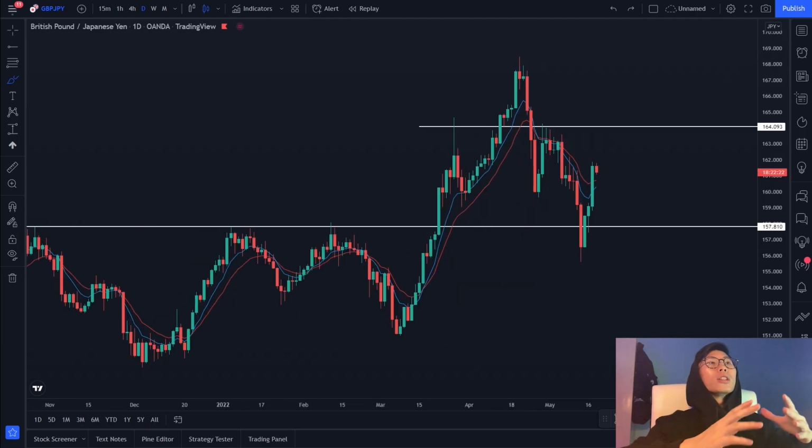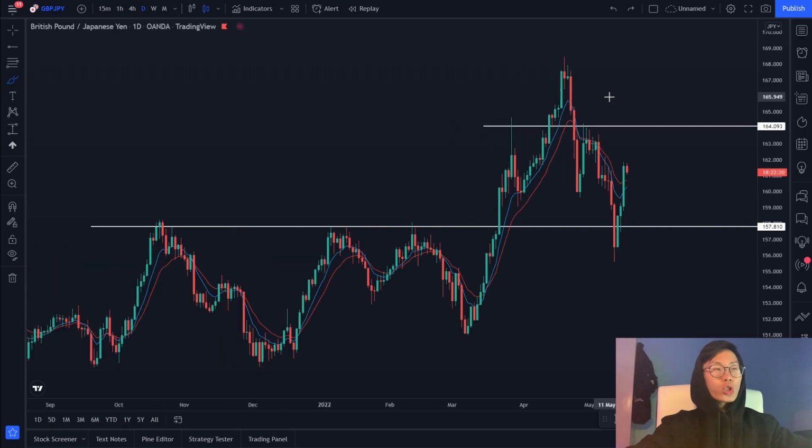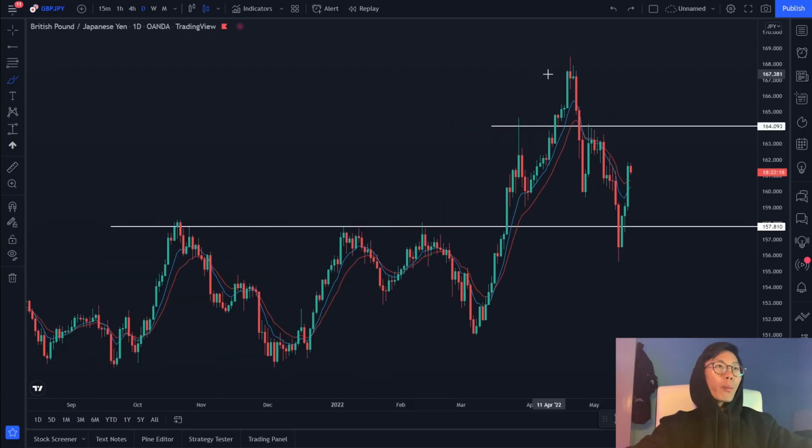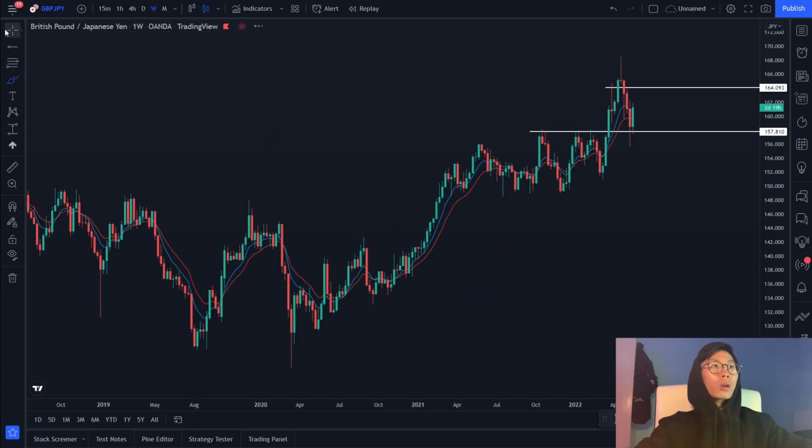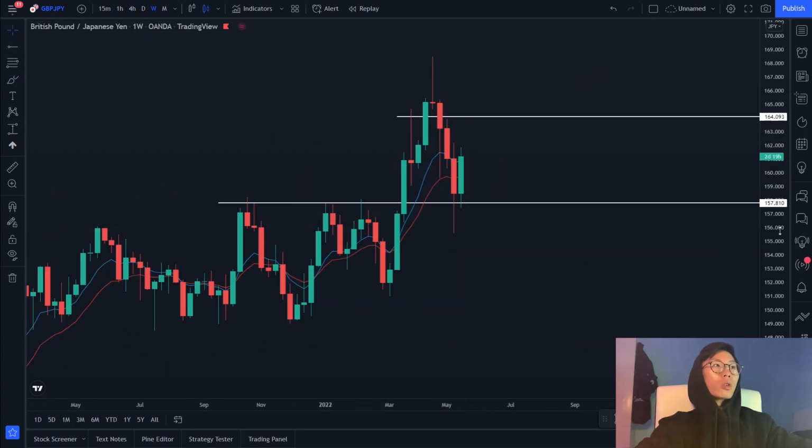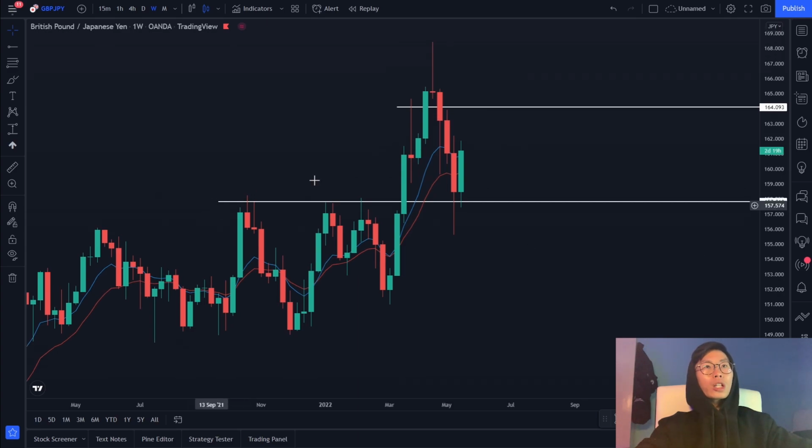Okay, so GBPJPY, let's take a look at what it's gonna do. You can see how price went back down all the way to this little resistance level, and it could be finally retesting this level. So let's look at the weekly time frame. Yep, you can see right here, it could potentially be coming back down to retest this resistance level before going up and continuing higher.